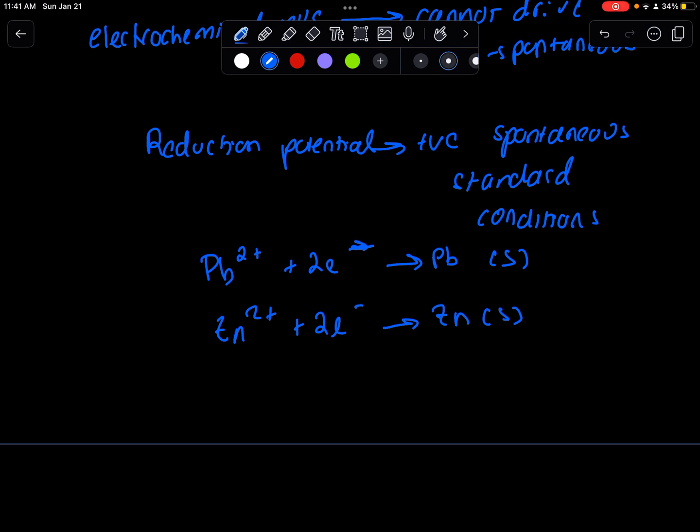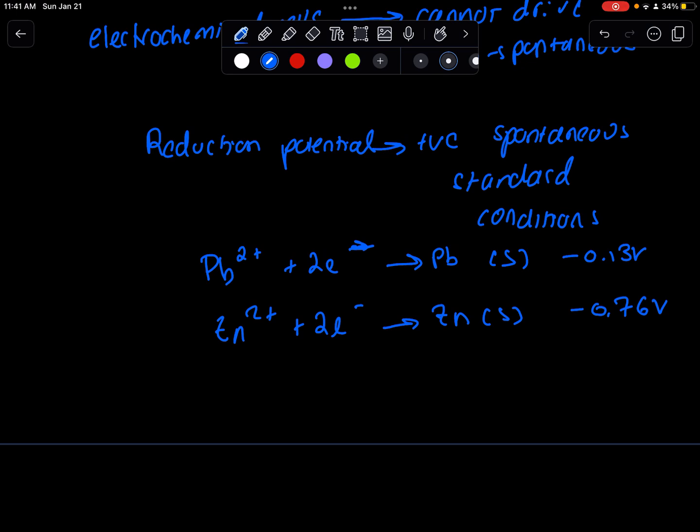So I'm going to look at the table of reduction potentials. And this one is minus 0.13 volts. Now let's look at the one for zinc. So that would be Zn2+ plus 2 electrons. This one's minus 0.76 volts. So one thing that you might be asking here is, well, they're both non-spontaneous, so how can they take place?